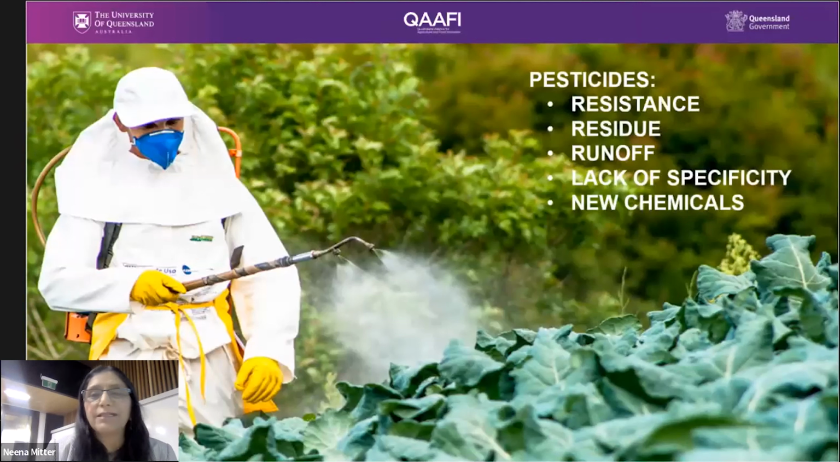If I look at pesticides, I do not think anyone needs to be reminded of the issues of resistance development. Pests and pathogens are very clever. You develop a pesticide product and they can develop resistance to it. There is the issue of residue on our fresh produce, health and environmental issues, runoff issues to our precious waterways. There's also that lack of specificity. We do not want to harm our beneficials when we spray these pesticides, and new chemicals are hard to come by.